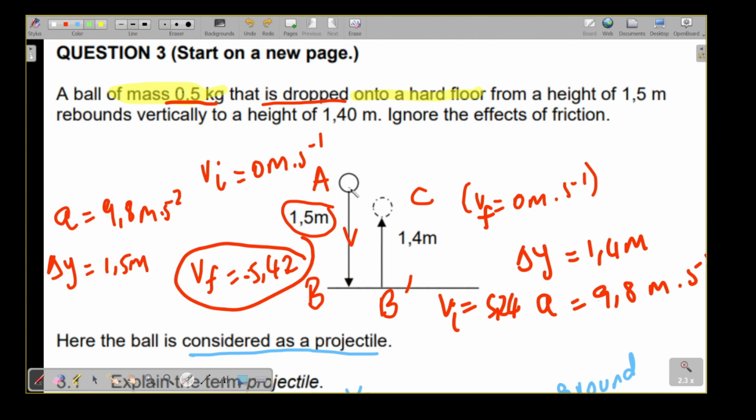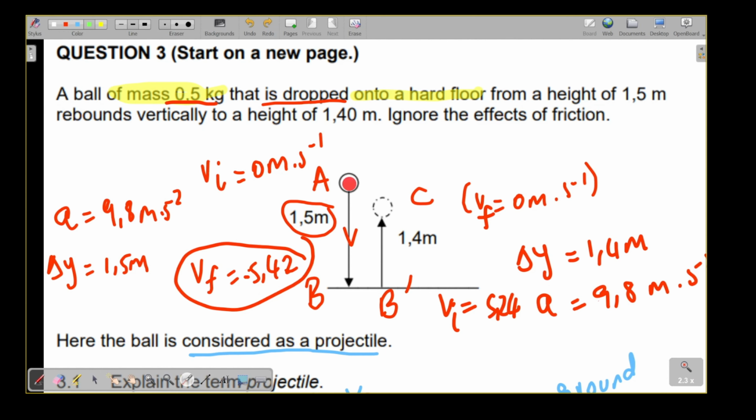So it moved from a height of 1.5. It started with 0 meters per second, and then it gained velocity. Remember, when an object is going down, it gains velocity, meaning its velocity increases downwards. You understand? So here is the velocity. It increases, it increases, it increases until it reaches the ground at B. And what is the velocity at B? It's 5.42. We just put in negative to indicate that it is 5.42 downwards, because velocity is a vector. You need to include direction.